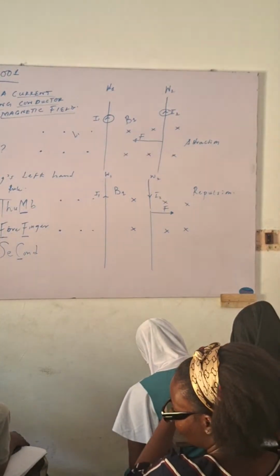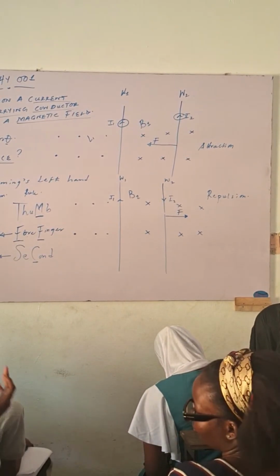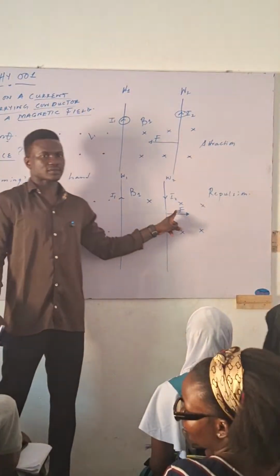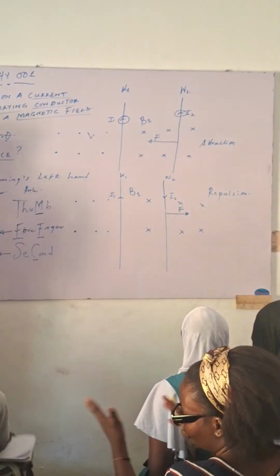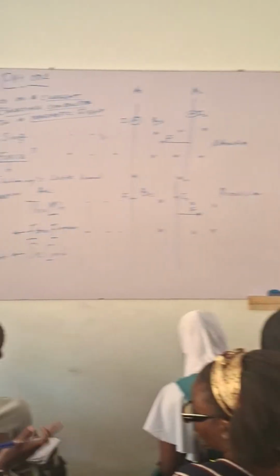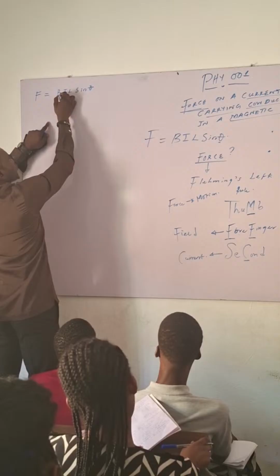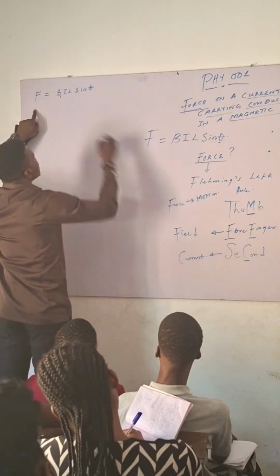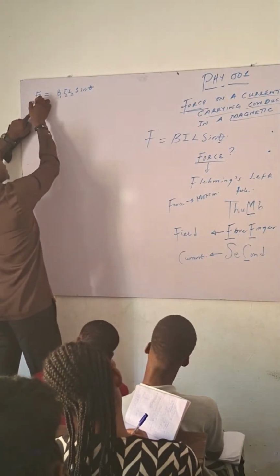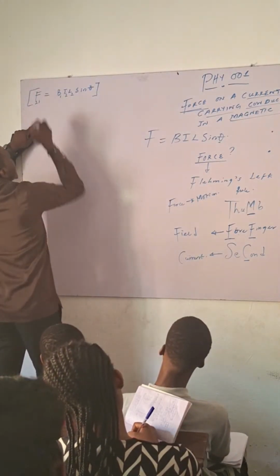So now, that is theoretical. So quantitatively now, you can calculate this force. And how do you calculate the force? The force is going to be equal to BIL sine theta. That is going to be due to the magnetic field of wire 1, the current flowing in wire 2, the length of wire 2, then the force experienced by wire 2 as a result of wire 1 is equal to BIL sine theta.